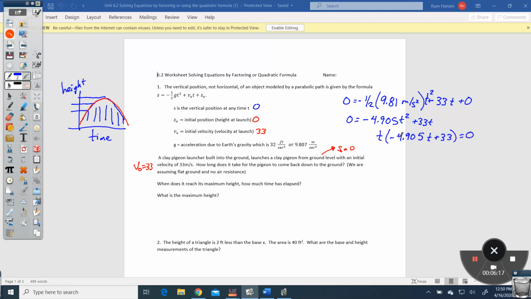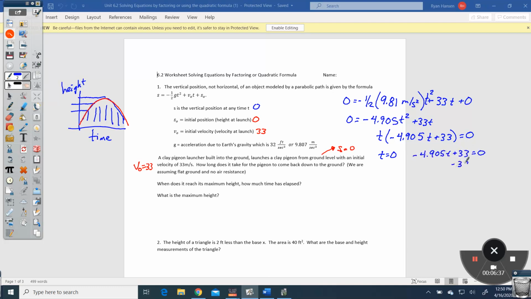So now, once you get it factored, you can put each of those equal to 0. So t equals 0, which we know that at time equals 0, it's at ground level. So yeah, we know that's going to be an answer. But here's the other one that we really want. Negative 4.905 t plus 33 equals 0.